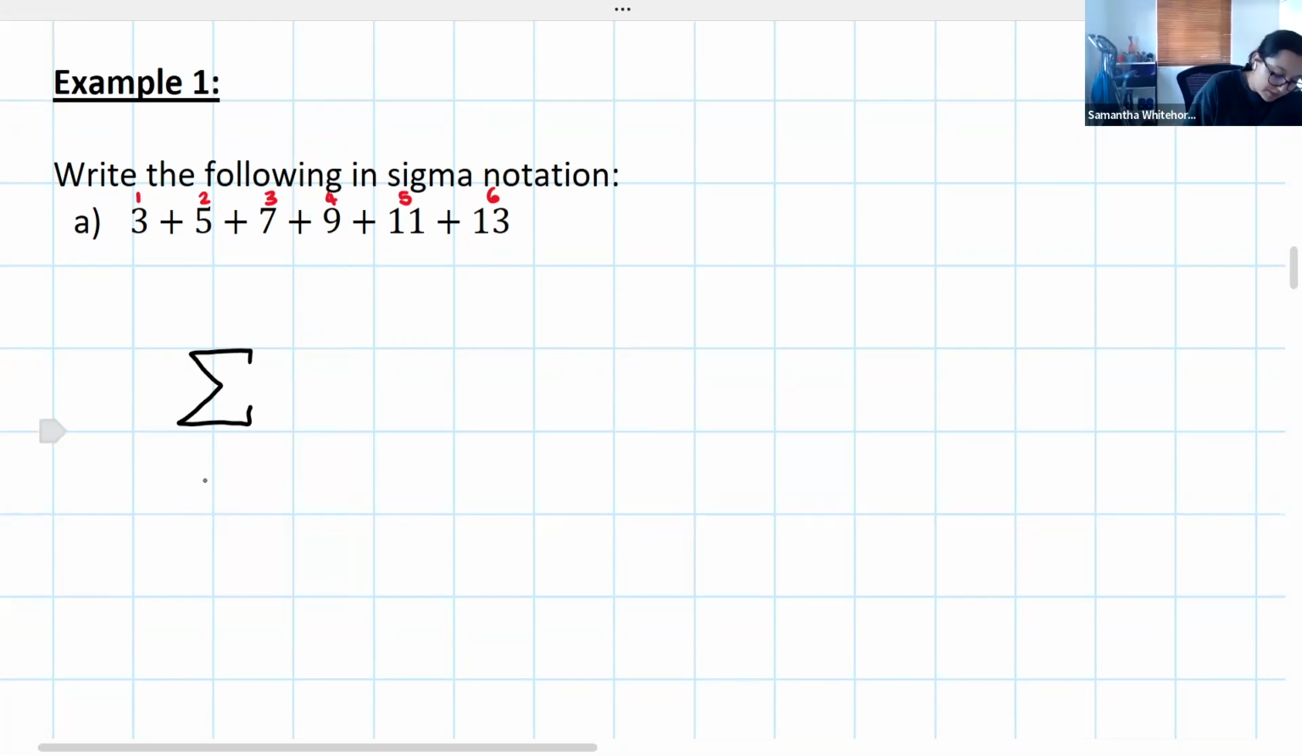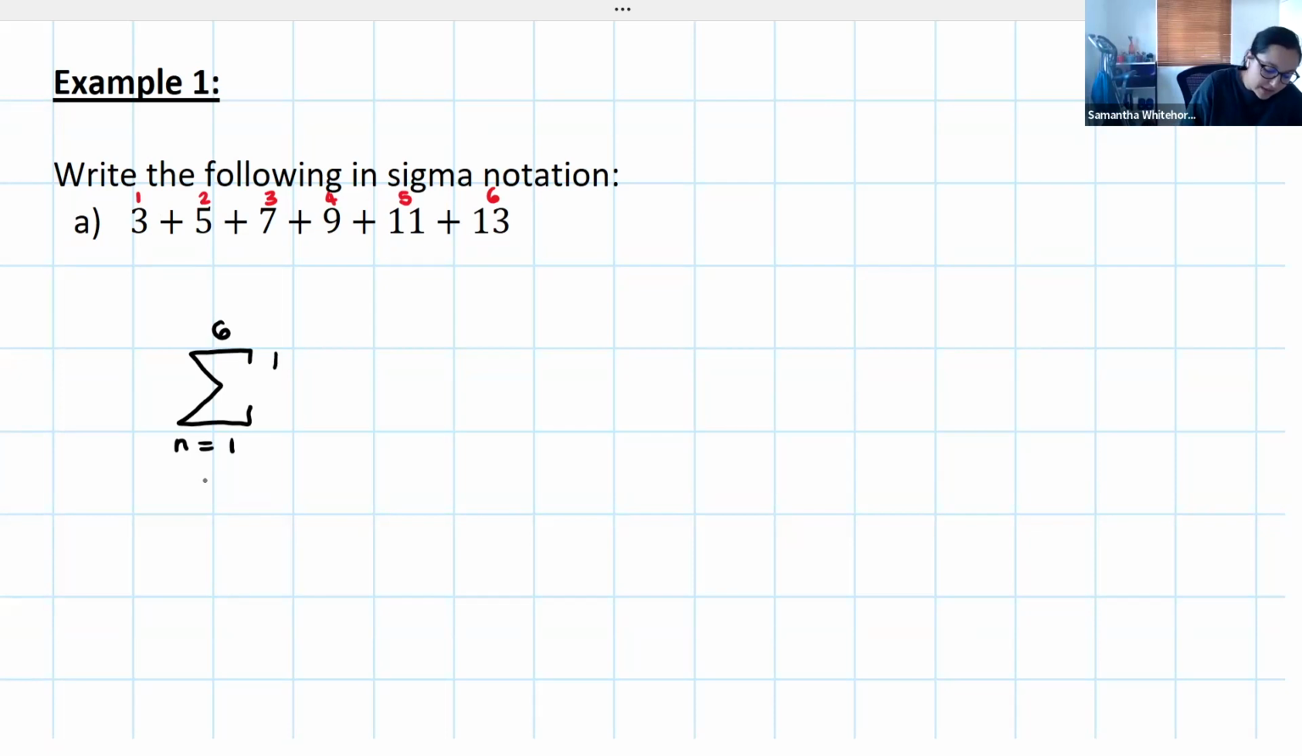Remember, the bottom number is where you start. So we're going to start at n equals 1, the first term. The top number is where we end. So we're ending at term 6. And you don't have to write n equals 6 again. You've written it down at the bottom. That's fine. And we always write it down at the bottom because that's where we start.